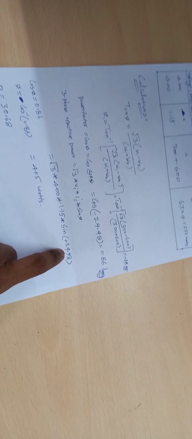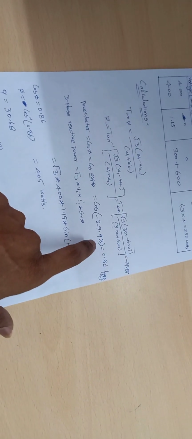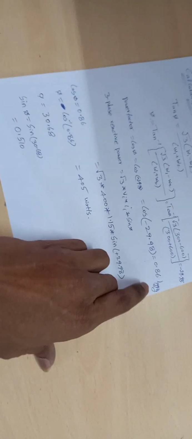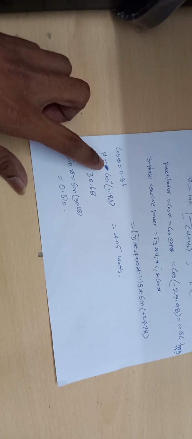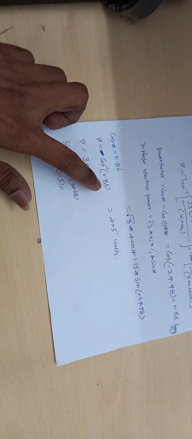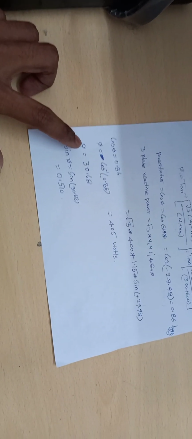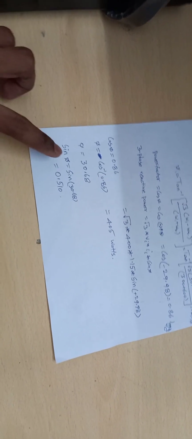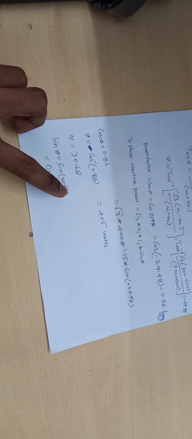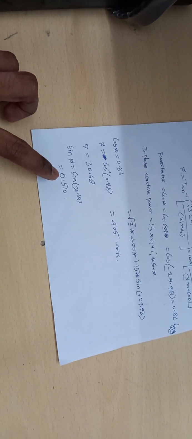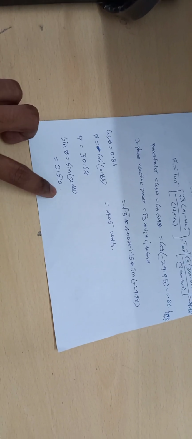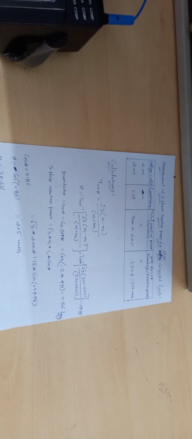But this one is not the correct calculation, you have to take this sin value from the calculation of the cos value. Cos phi we got 0.86, from that phi we can calculate: phi is equal to cos inverse of 0.86, so we get phi equal to 30.68. From that, sin phi equal to sin of 30.68, so we get 0.510. Okay. This is the calculation part of the reactive power, the three phase reactive power for star load.